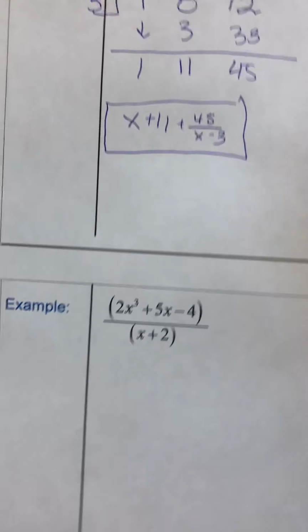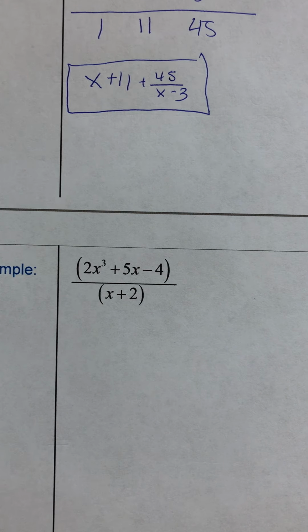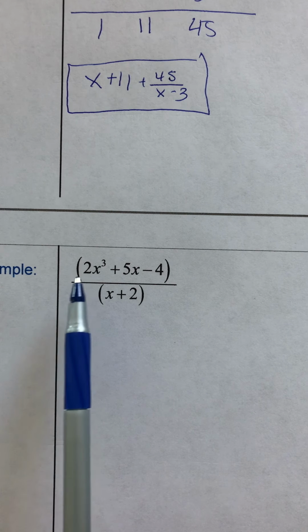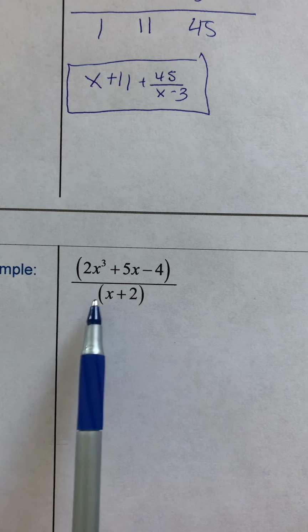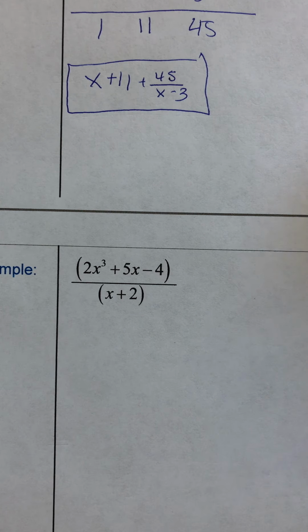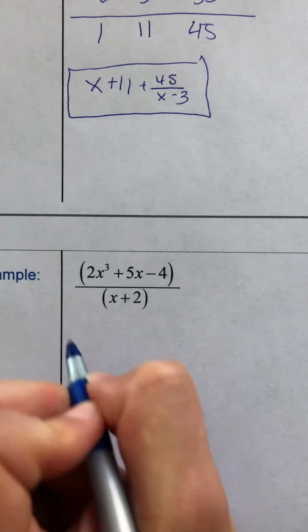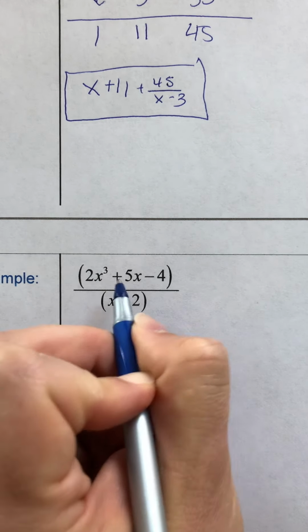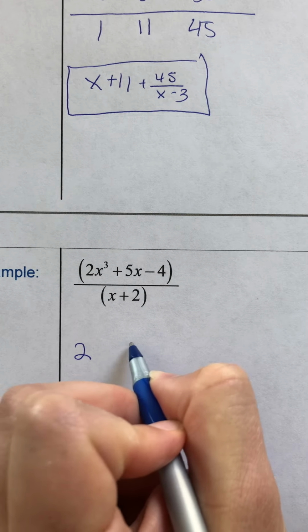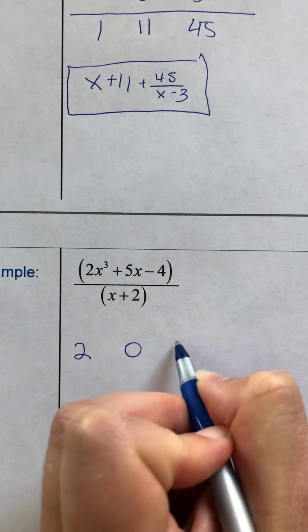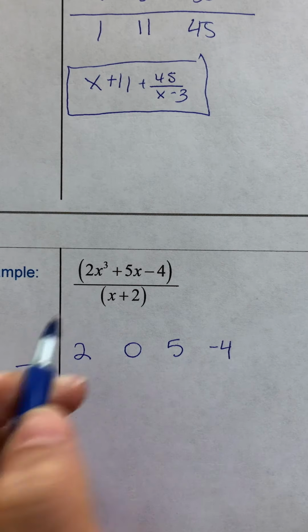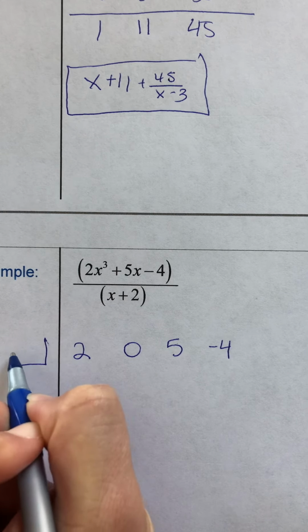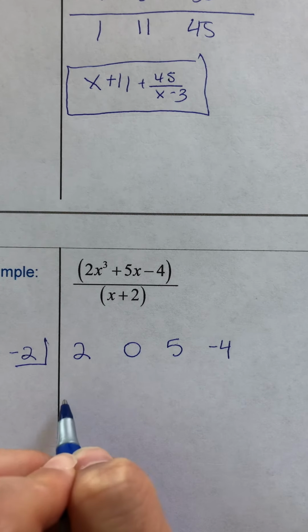One more example, just because it's worth looking at one more. This one's written a little bit differently, but we still know it means to take 2x cubed plus 5x minus 4, and divide that by x plus 2. So again, we'll write out our coefficients. We've got a 2. There isn't an x squared term here, so don't forget your placeholder of a 0, 5, and negative 4. And we are dividing by x plus 2, so over here we're going to put a minus 2.